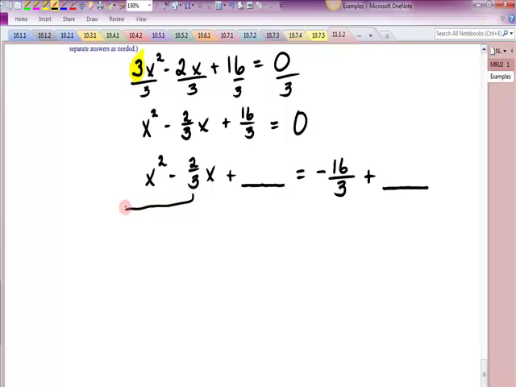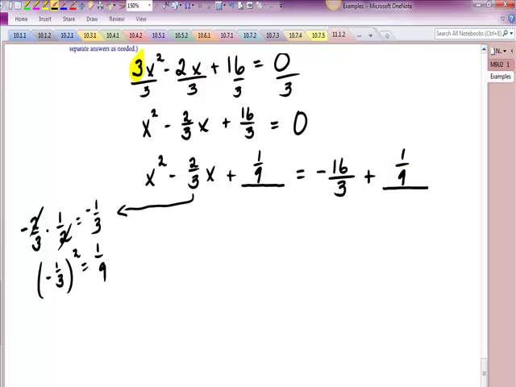All right, process is helpful. Take the negative 2/3, multiply it by a half. Those 2's divide out, and I get negative 1/3. Square that, and you get positive 1/9. We're going to add 1/9 here and add 1/9 here.